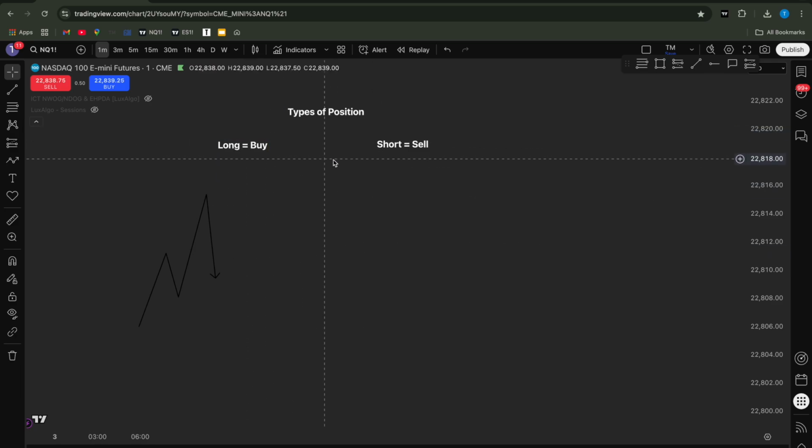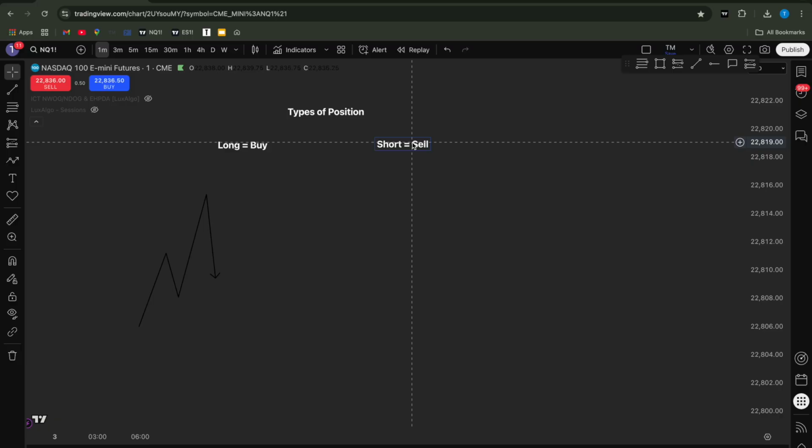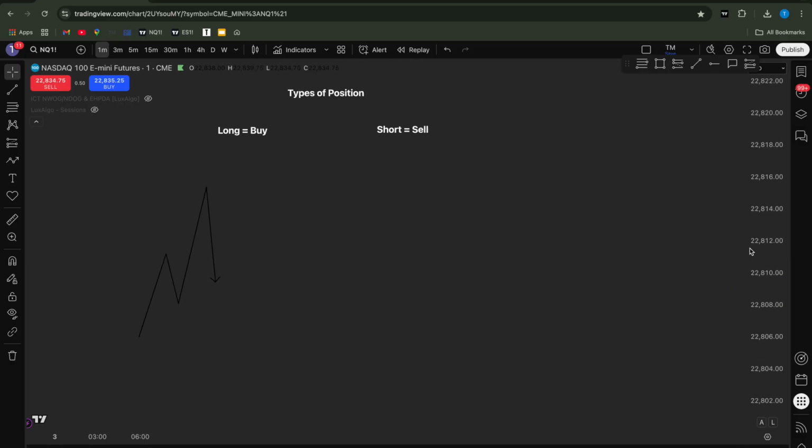So there's two types of positions you can take in the market. A long, which means a buy, so that means you're going to be buying because you think price is going to go up, or a short, a sell, which is vice versa. You're selling because you believe price is going to go down. I'll show you a little example now.